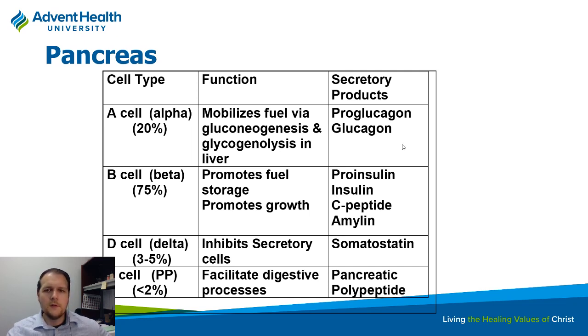But it's important to understand the sort of antagonistic actions that glucagon and insulin have on one another. I'm sure you know that insulin is going to drive glucose into the cells, thus lowering blood sugar, whereas glucagon does the opposite and will help to raise blood sugar by promoting things like gluconeogenesis from the liver.